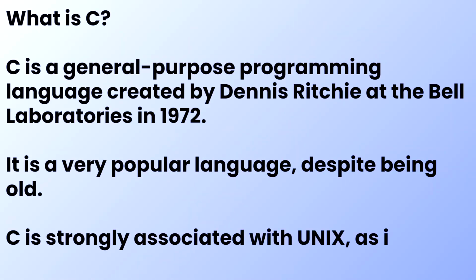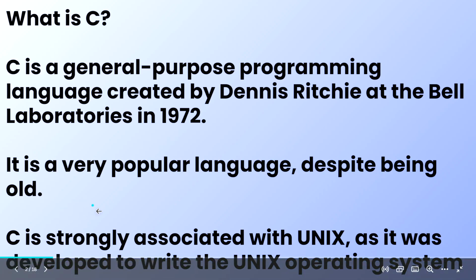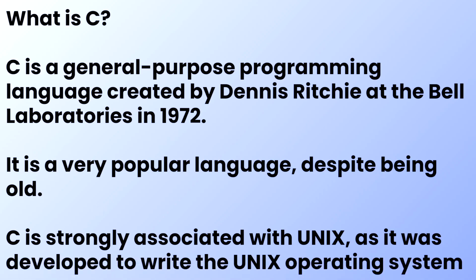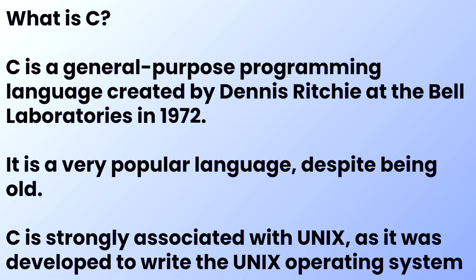What is C? C is a general purpose programming language created by Dennis Ritchie at the Bell Laboratories in 1972. It is a very popular programming language despite being old. C is strongly associated with Unix as it was developed to write the Unix operating system.